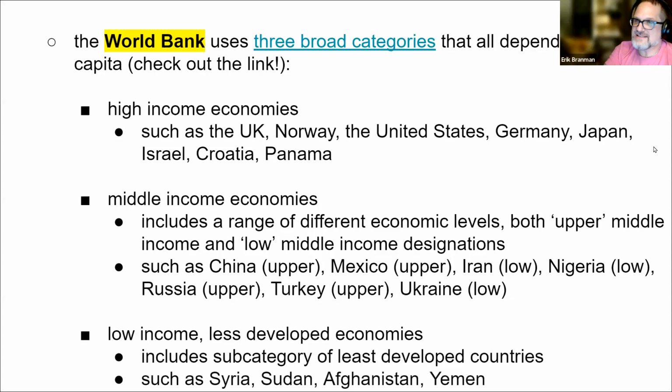Now, all of that said, oh, actually, I just forgot, sorry. With the low income, less developed countries, the World Bank has countries like Syria, Sudan, Afghanistan, Yemen. Once again, folks, Yemen is experiencing a civil war that has been intervened in by Saudi Arabia. Afghanistan, talked about that already. Sudan, civil war. Syria, civil war, and massive displacement of its own citizens. These are where the World Bank has grouped countries together that are considered low income and less developed.